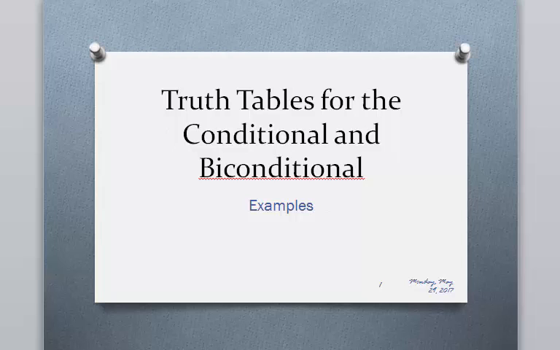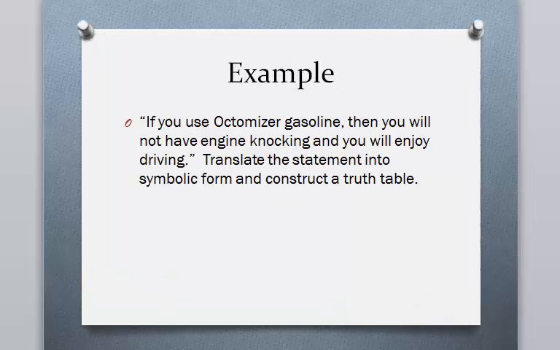We will now look at examples for truth tables for the conditional and for the biconditional. We begin with an example that says, if you use optimizer gasoline, then you will not have engine knocking and you will enjoy driving. Translate this statement into symbolic form and construct a truth table. To do this, we will use the letters P, Q, and R.